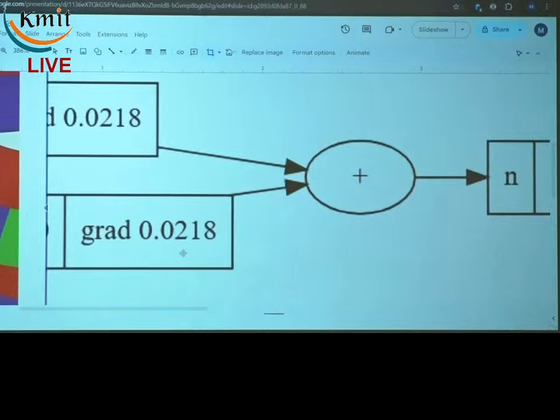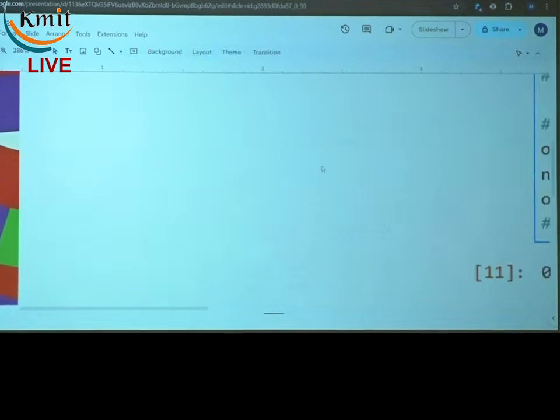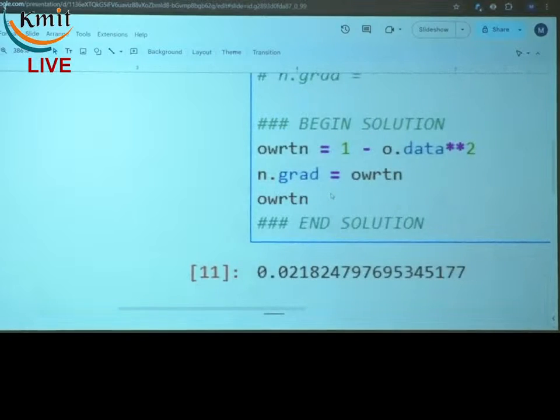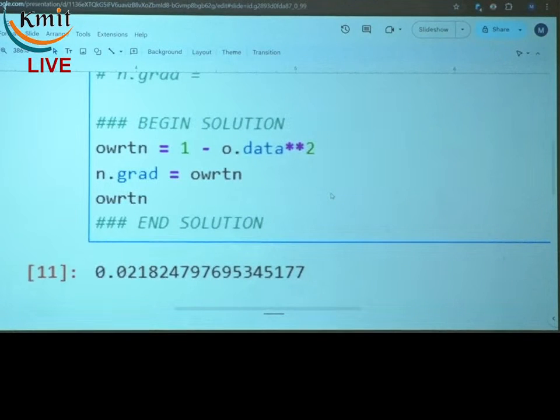So this is the cell, this is the solution. I hope everyone got it now, right?